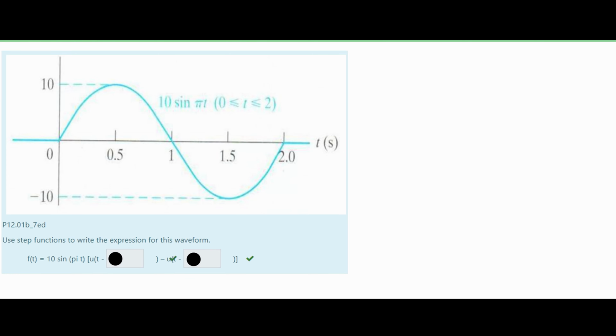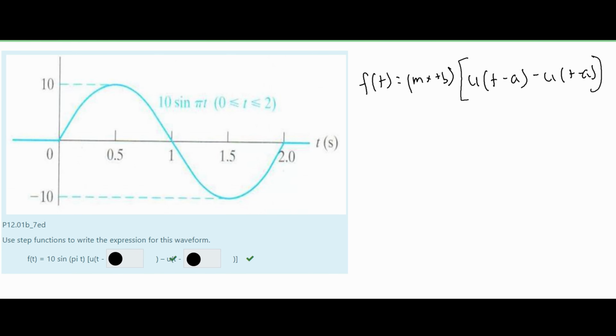In this problem, we have the following graph, and we are going to use the step functions to write the expression for our waveform. The step function is given to us as f of t, and this is going to be equal to the slope, so mx plus b, and then we have our bracket right here, and then we are going to have u(t minus a), and then if we have another u, we're going to have minus u(t minus a), and then we can close this up here, and this is similar to what we have down here. The problem is asking us to plug in our a values.